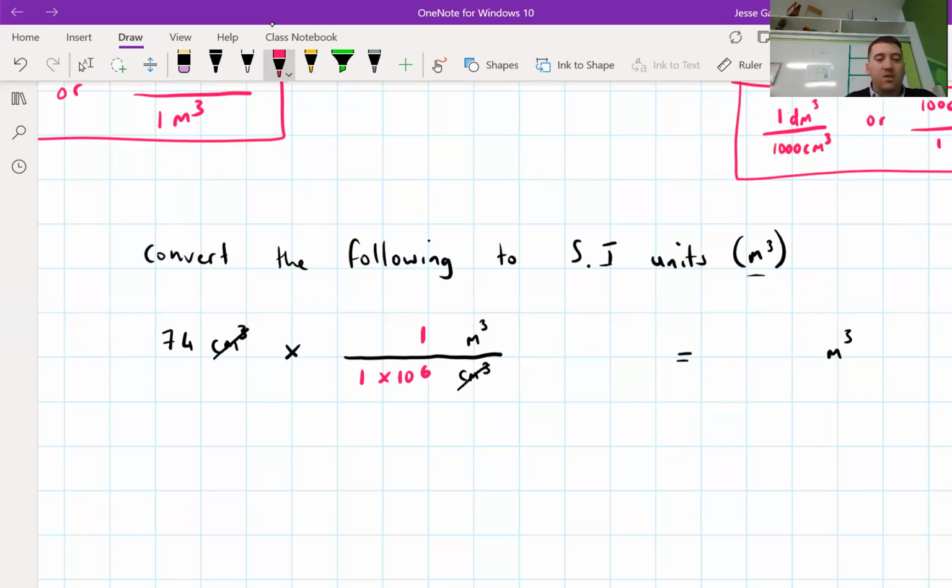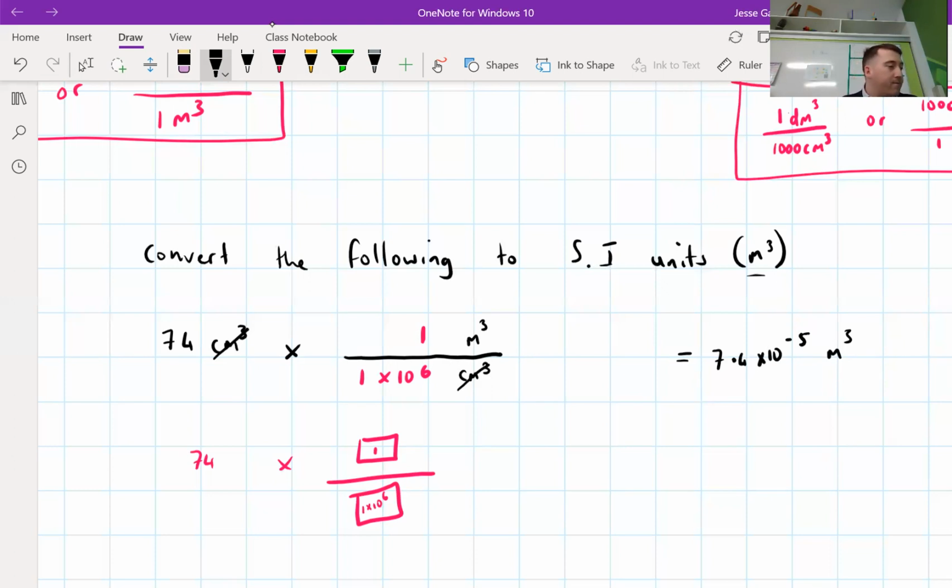Now I've got a sum to do. I'm going to do 74 times by, and I'm going to open my fraction button, and I'm going to do 1 in the top box, and 1 by 10 to the power of 6 in the bottom box. I'm going to go ahead and do this now. 74 times by 1 by 10 to the power of 6. And what you should have got is 7.4 times 10 to the negative 5 meters cubed.